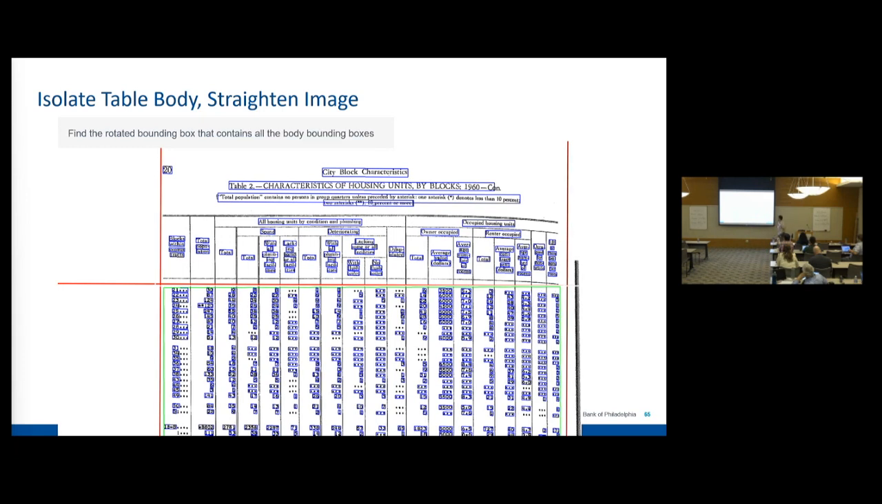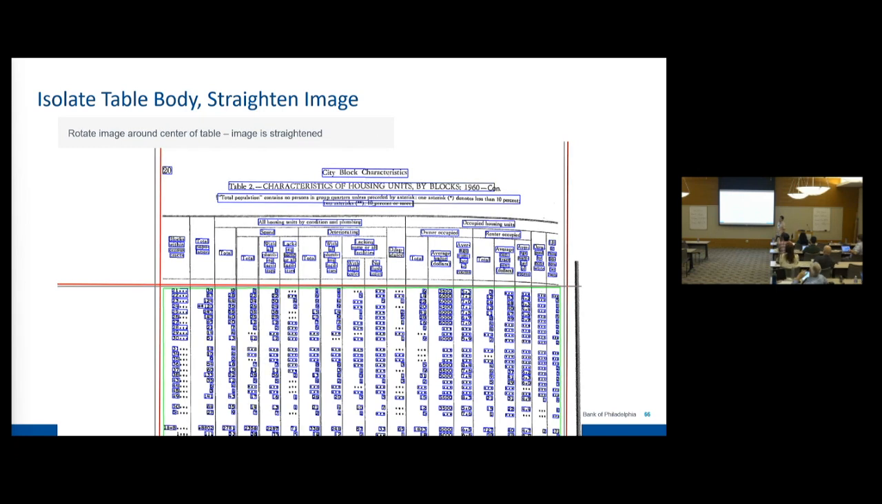We can just draw a rotated bounding box, determine its rotation relative to the center of that box, and then straighten it out. I should have chosen an example here where there was more straightening, but sometimes there's a few degrees of rotation here, which makes a pretty big difference in performance.